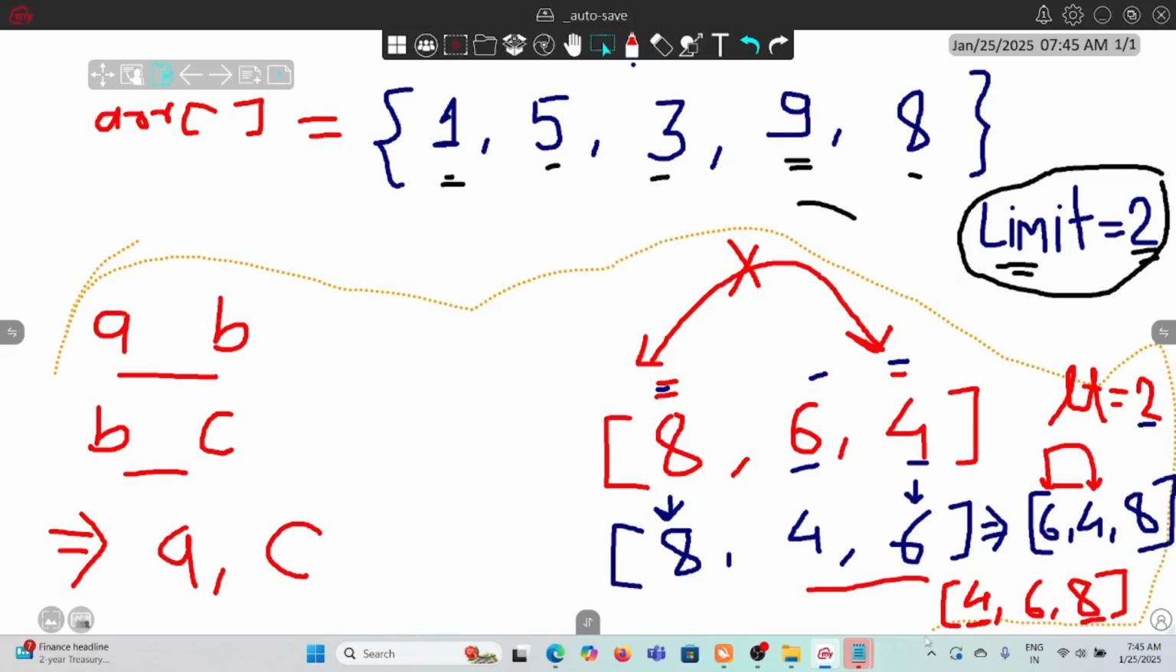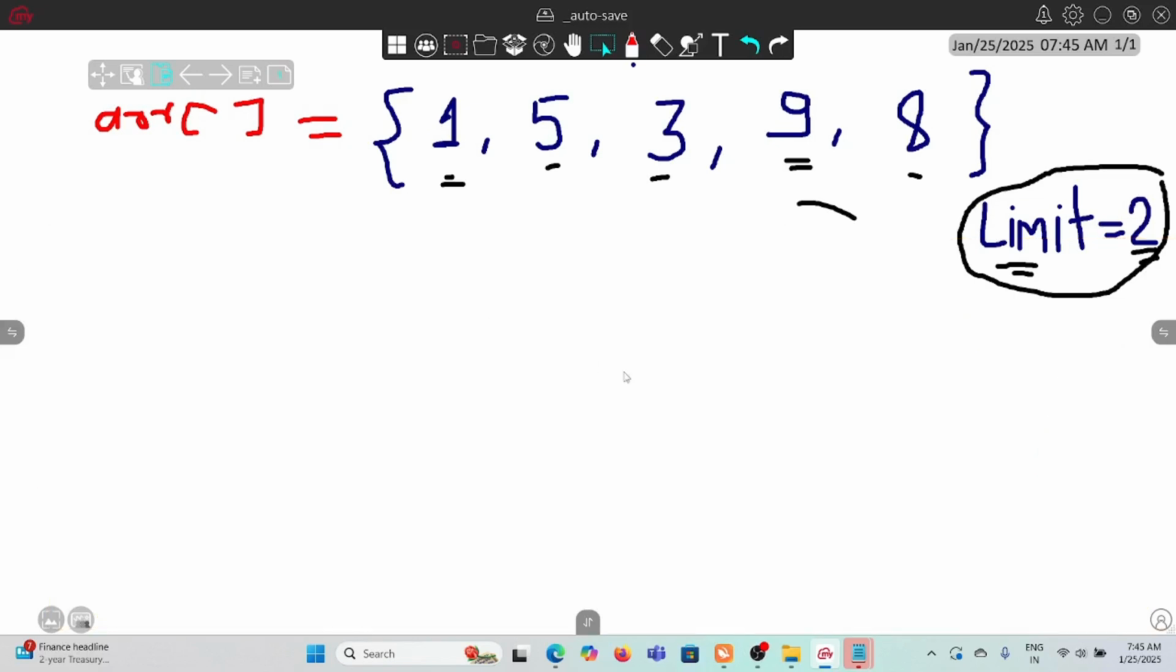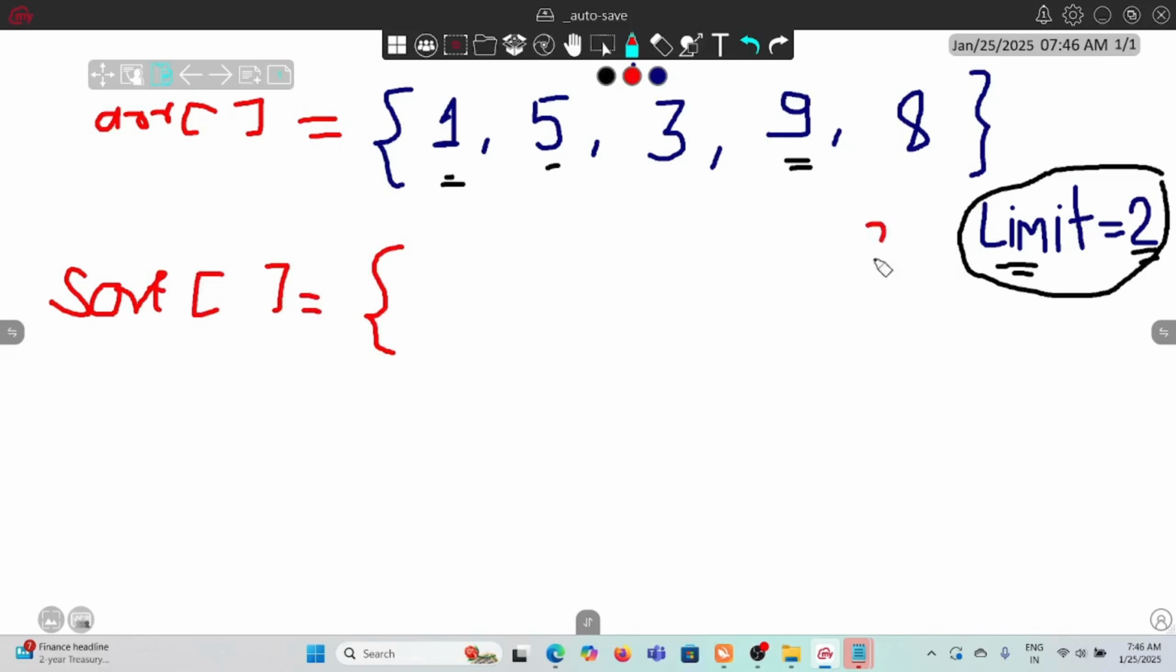Okay, so we will take the one example which is written over there and solve it. What I'm doing here is I have this array. Now I will make another array of the same size, which I'm calling the sorted array. I will take the original array and sort it. I will tell you why. If I sort it, it becomes 1, then 3, then 5, then 8, and then 9, right? This is what happens after sorting.